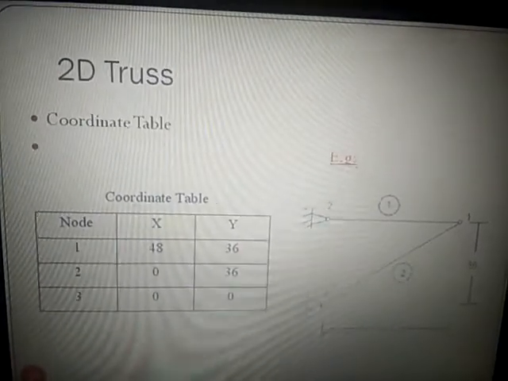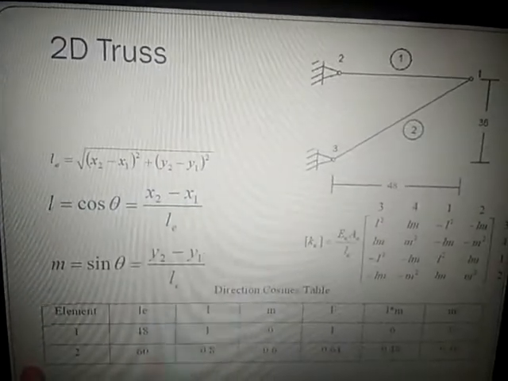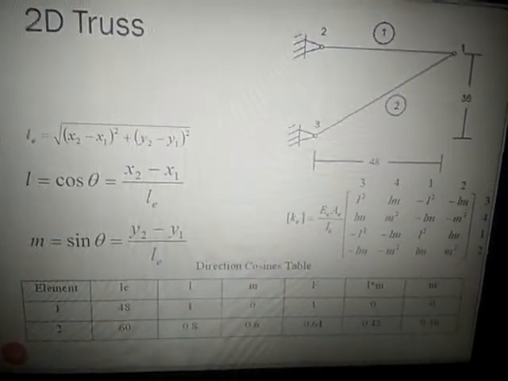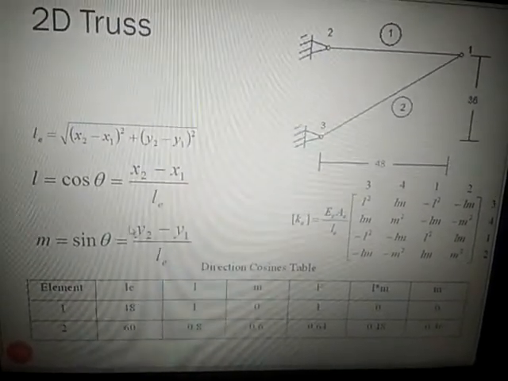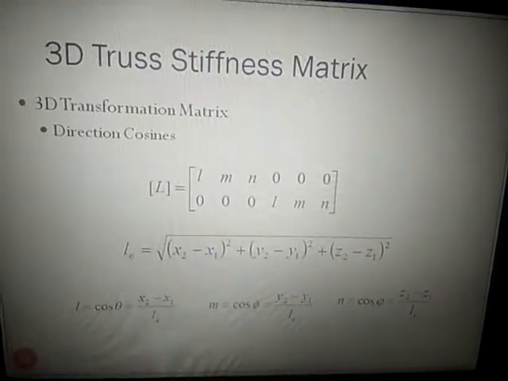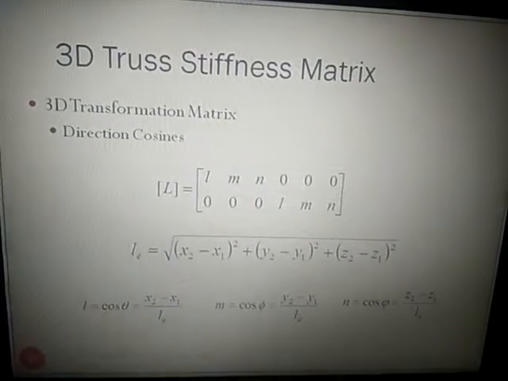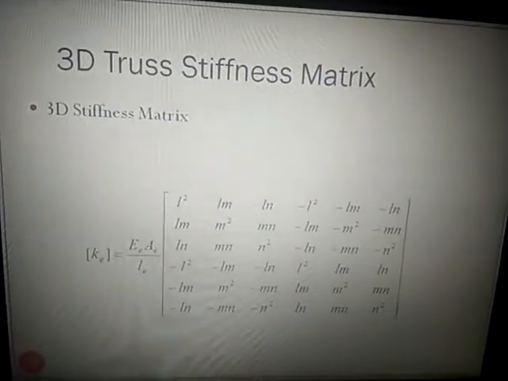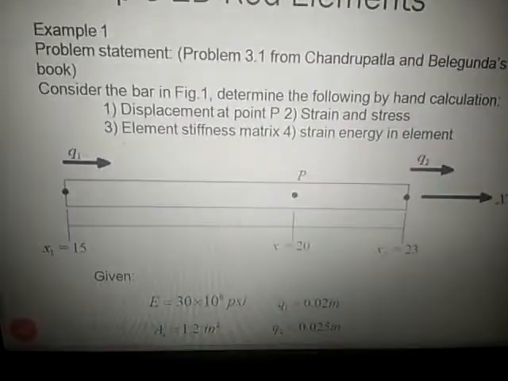Coordinate table I have explained. This is the connectivity table. What is this? L is cos theta, M is sin theta, the direction cosines, and the direction cosine table is shown here. 3D stress, stiffness matrix, direction cosines, 3D transformation, and the equivalent length, cos theta, cos phi. Now 3D. This is 3D. Examples of 1D problems are given.